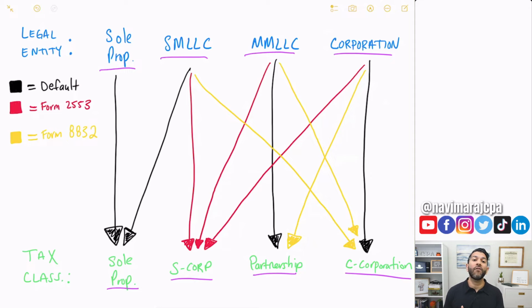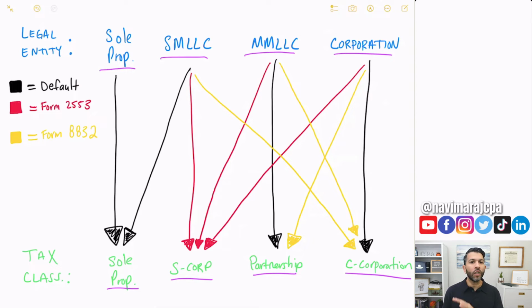Now, if you want to elect to have your entity taxed differently than the default way, typically, again, you're doing that at the federal level, meaning you're filing paperwork with the IRS, not your state. The question is, which form? Is it Form 2553 or 8832?